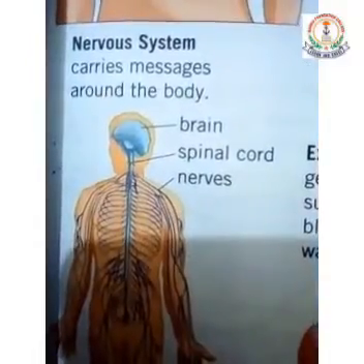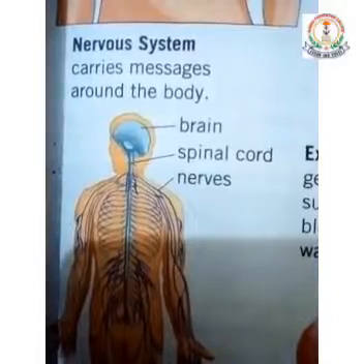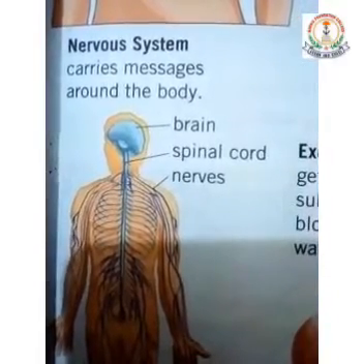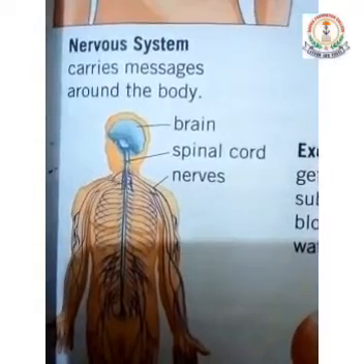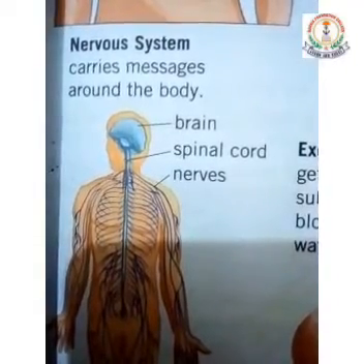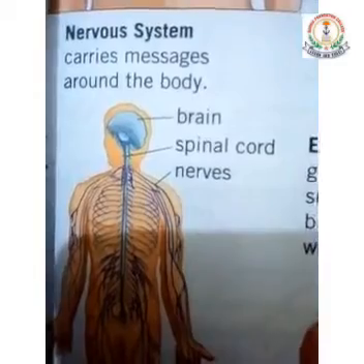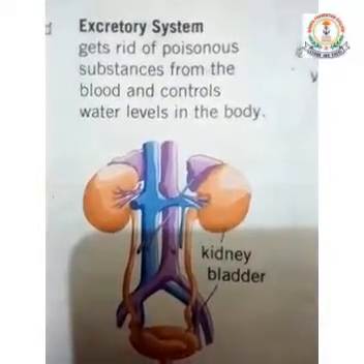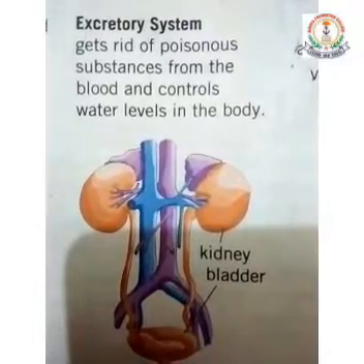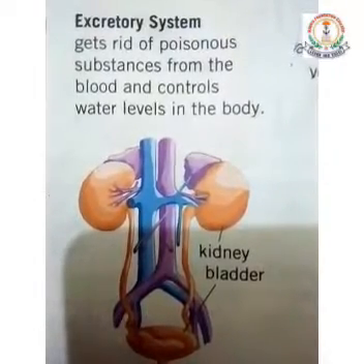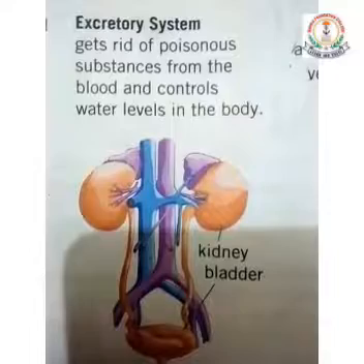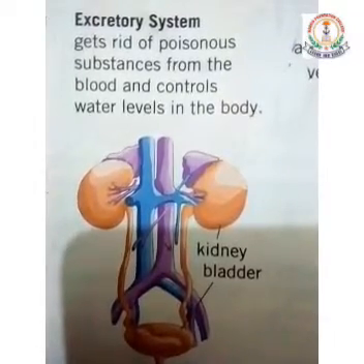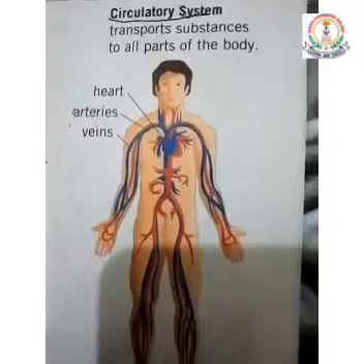The central nervous system carries messages around the body. It consists of the brain, spinal cord and nerves that are present around the whole body and carry messages from one part of the body to another. The next system is the excretory system. The excretory system gets rid of poisonous substances from the blood and controls the water level in the body. The kidneys and the bladder are the main organs of this system.